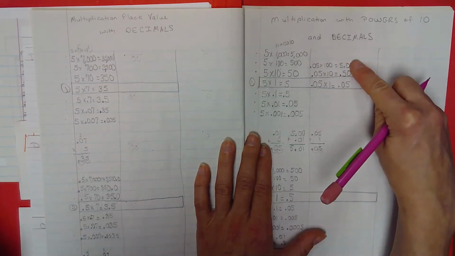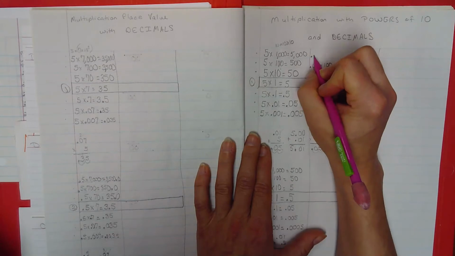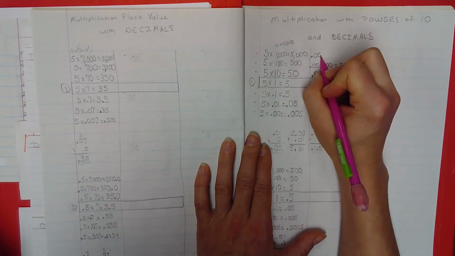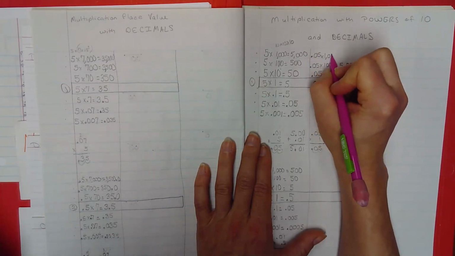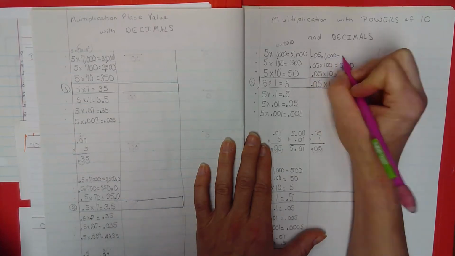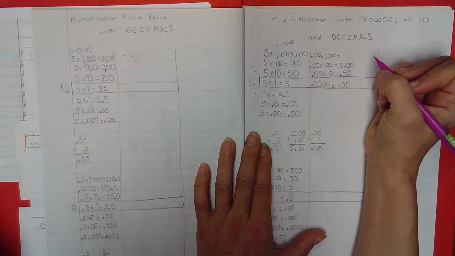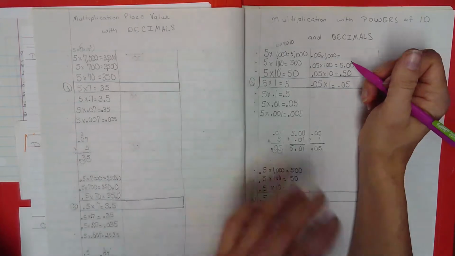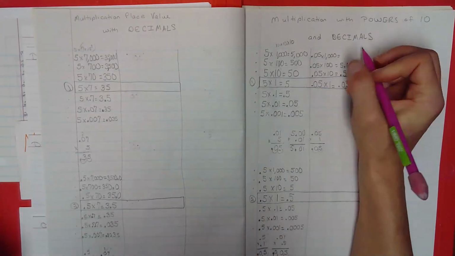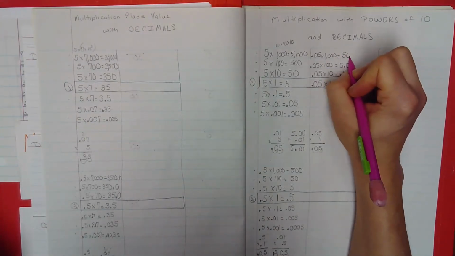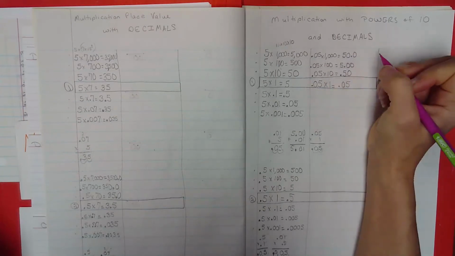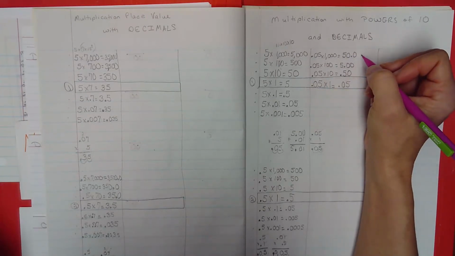Now, I could write it this way too. 5 pennies 1,000 times. Oh, wait a minute. 5 pennies 1,000 times. That'd be $50, wouldn't it?